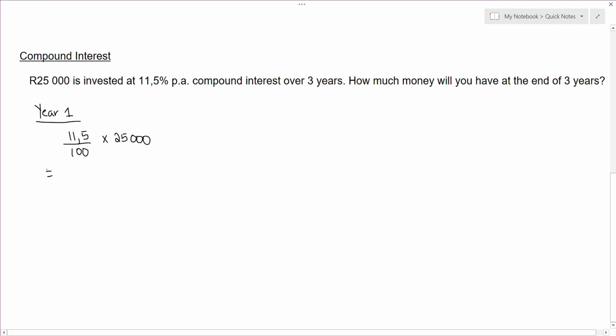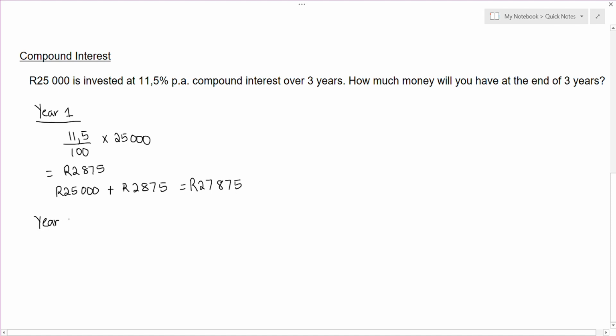So let's work that out. So we're just working the interest out at the end of the first year. Okay, and you end up with 2,875. So what you do is, at the end of your first year, you're going to take your 25,000 and you're going to add your 2,875 on to that amount. So it's going to be plus your 25,000, and you end up with 27,875. That's at the end of year 1.